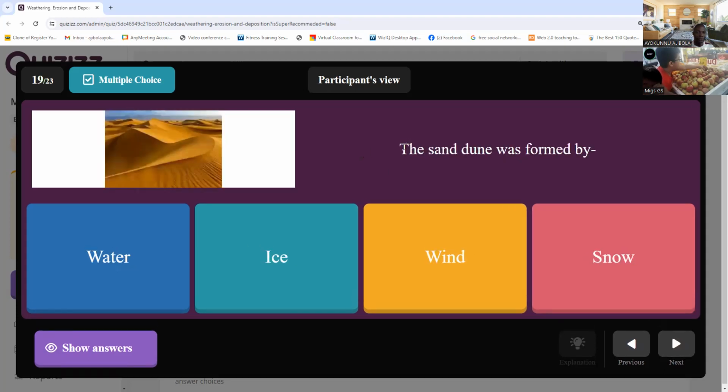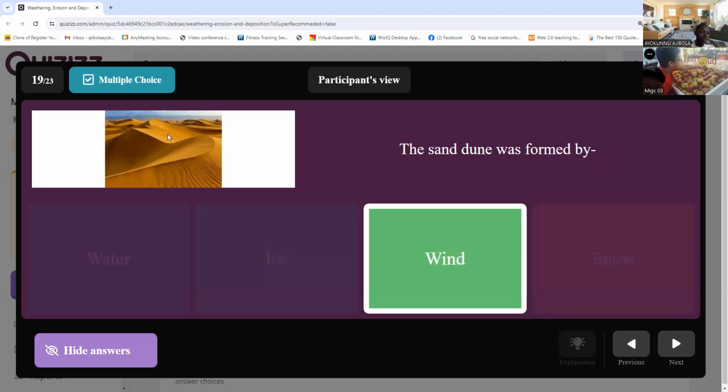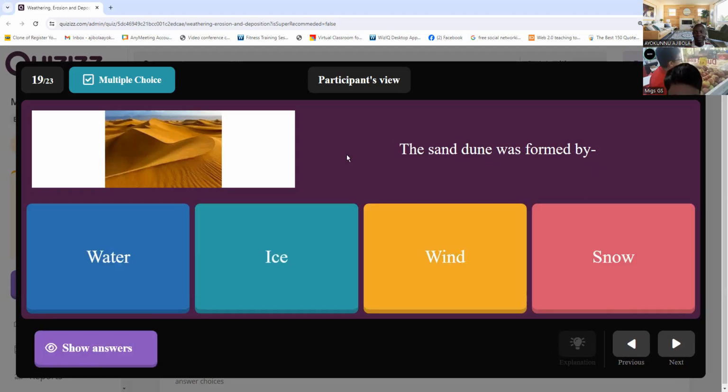The sand dune was formed by what? Wind. That's correct. It's not water, it's not ice, it's not snow, the answer is wind. Do you think somebody can walk on the sand dune? No. What will happen if somebody walks on it? They will go down.